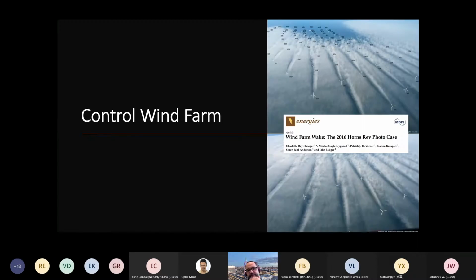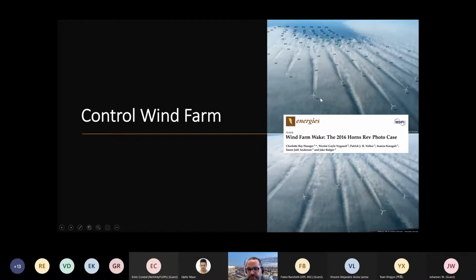And the final example is wind farms. And this is actually part of the competition. If you look at modern offshore wind farms, they do not produce as much electricity as expected. And the reason is about turbulence.